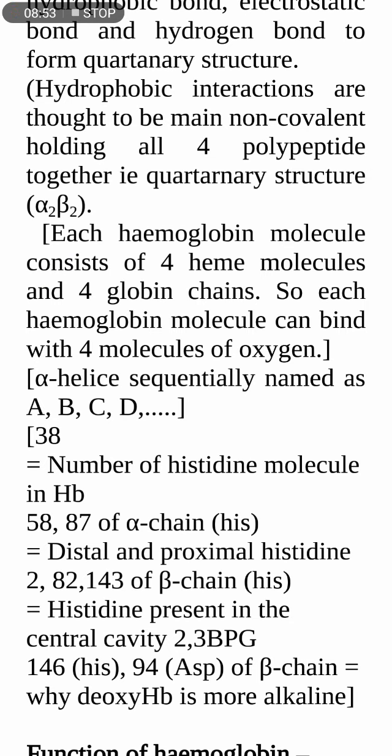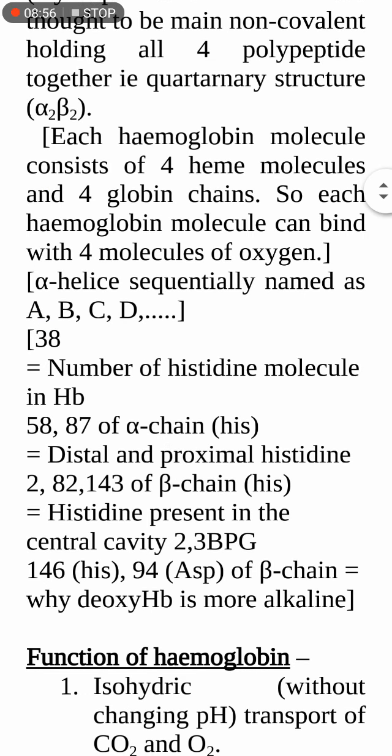So, in short, the number of histidine molecules present in the globin chain is 38. The proximal histidine is the 87th amino acid. The distal histidine is at the 58th position of the amino acid of the alpha chain.